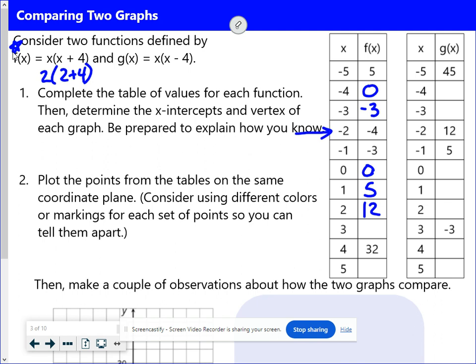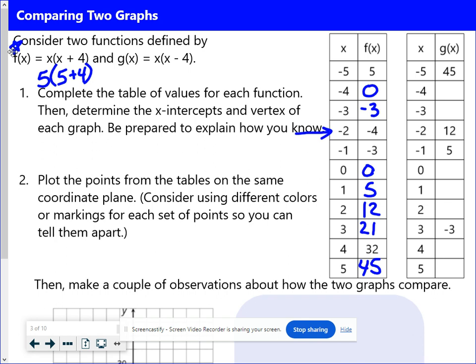Put in a 3. So I'll have 3 times 3 plus 4. So inside the parentheses, I've got 7 times 3 is 21. And it makes sense that those numbers are increasing, and it should have been smaller than that 32 that was given to us. And then we're going to put in a 5. And this better be bigger than that 32. So I'm going to have 5 times 5 plus 4. 5 plus 4 is 9 times 5 is 45.